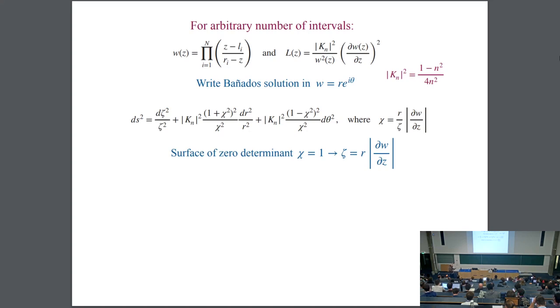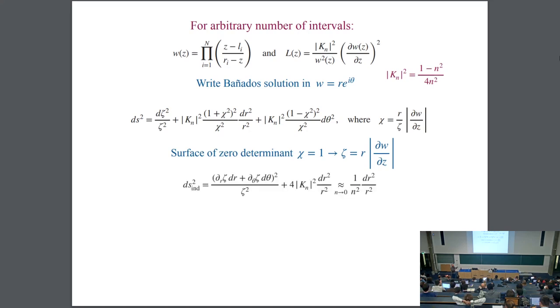But I guess the less trivial case is an arbitrary number of intervals. You can just repeat the same exercise, and I have 0 minutes. You can repeat the same exercise for an arbitrary number of intervals, and everything goes through. Again, you look at the surface of 0 determinant, and you look at what happens on that surface. In that particular case, the metric induced on that surface is not one-dimensional, it's two-dimensional, but the important thing is that in the limit n going to 0, at this point, the n going to 0 limit is actually going to matter.